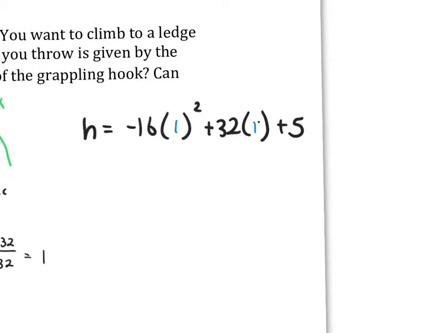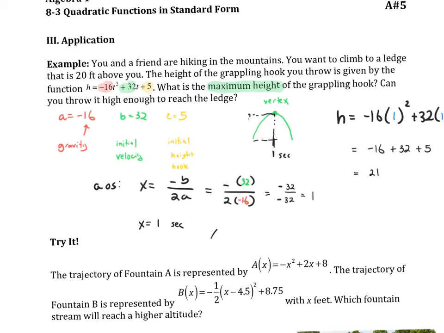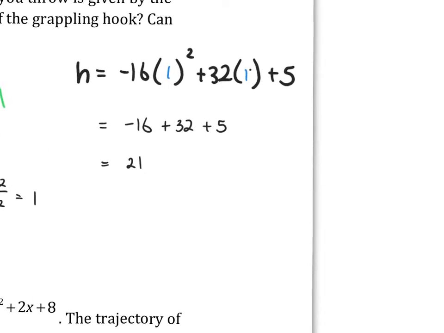You can throw all that in your calculator or do step by step like I'll do right now. 1 squared is +1, no change there, and -16 times 1 is -16. 32 times 1 is 32, so it's positive, and +5 stays. Bring all these together, this is 16 plus 5 is 21. But 21 what? So to finish this up, the height is 21 feet.